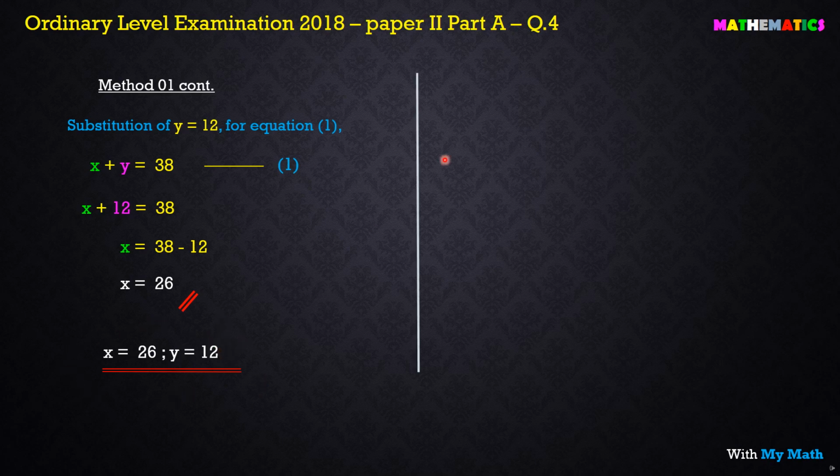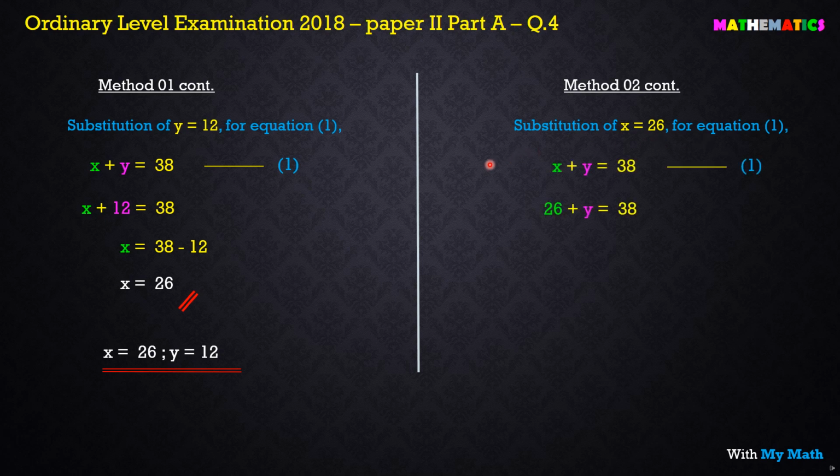In method 2, if we go this way, I have to substitute x equals 26 into equation 1. So I write equation 1 here and I just substitute 26. Then plus 26 goes to the other side, and y becomes 12. So when x equals 26, y equals 12. These answers are the same. Whichever method you are using, it does not affect the final answer. Either method 1 or method 2 you can very easily use. So we will move to the next question now.